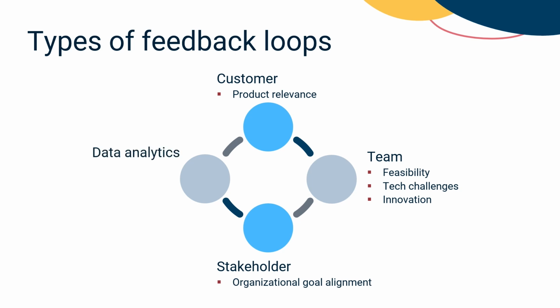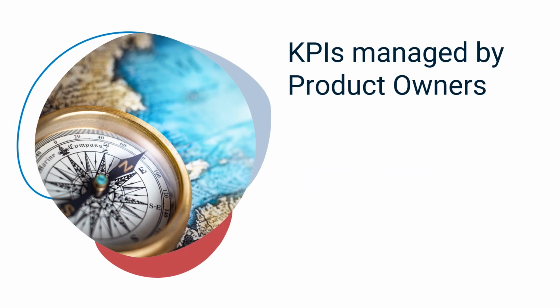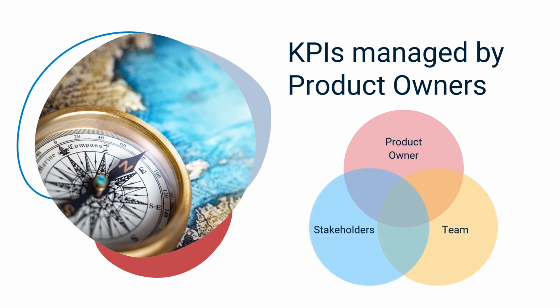Automated tools and dashboards provide quantitative feedback, enabling the PO to identify trends, anomalies, and opportunities for optimization. Effective KPIs act as a compass. They ensure the product owner, team, and stakeholders remain focused on driving success and fostering continuous improvement.